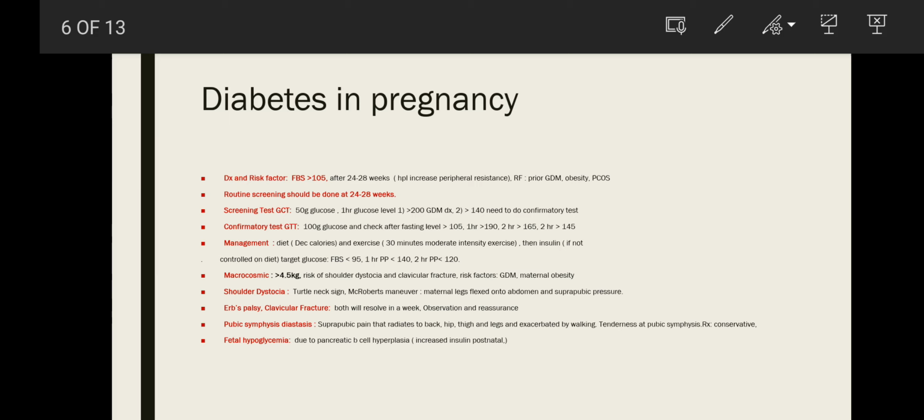Alright, this is all about diabetes in pregnancy. Gestational diabetes, how we diagnose it, two different types of tests, OGCT and OGTT, and then the management and the complications like macrosomia, shoulder dystocia, pubic symphysis diastasis, and Erb's palsy. All these are very important.